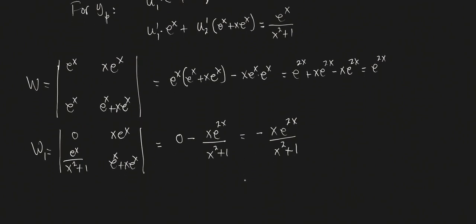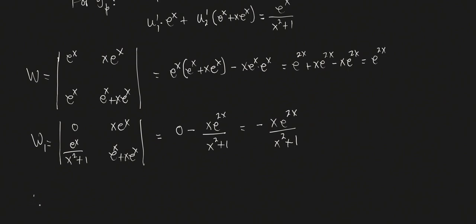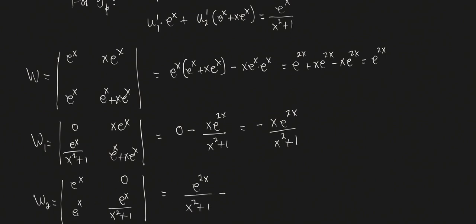And then W2, something similar, where we replace now the second column. So the first column stays as e to the x, e to the x. Second column now is 0, e to the x over x squared plus 1. When we multiply these two, I will have e to the 2x over x squared plus 1 minus, when I multiply these two, I'll get 0. So we have e to the 2x over x squared plus 1.